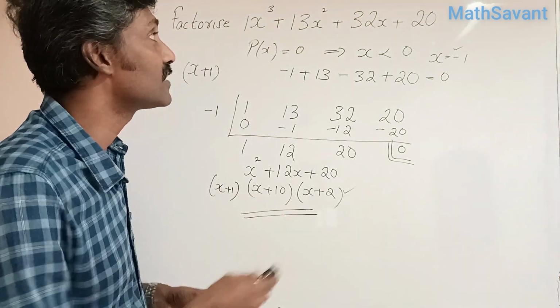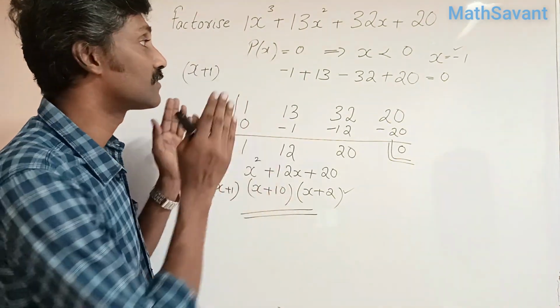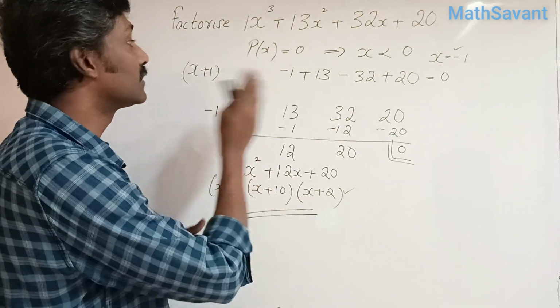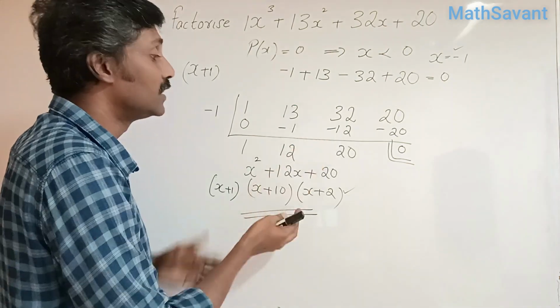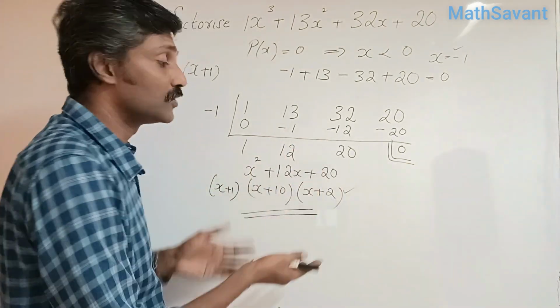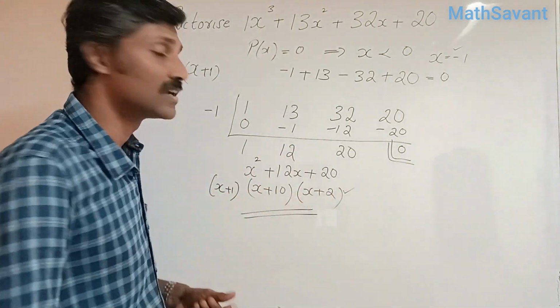So this is how you factorize a cubic polynomial. We start with the trial and error method, and then once we get that, we do the synthetic division method. You find out the quadratic factor, then you factorize that and you find out the remaining factors.